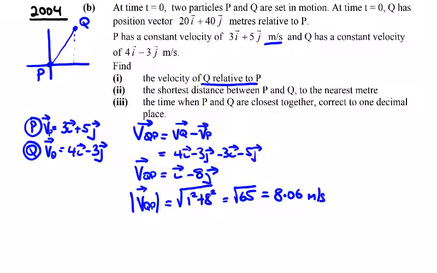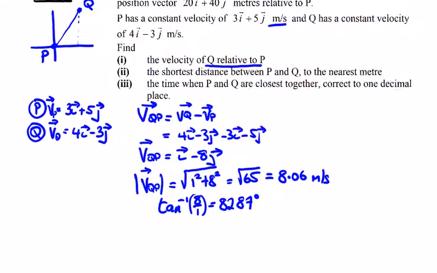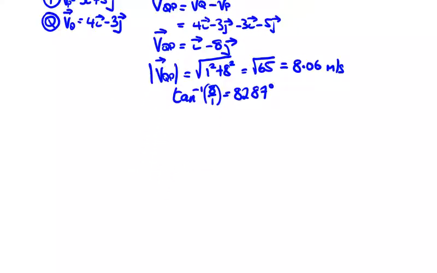And then the direction of this, the inverse tan of 8 over 1, it's going to give me an angle of 82.87 degrees. So where are we going from here? The shortest distance next, and then the time when they're closest together. Okay, let's look at a diagram.